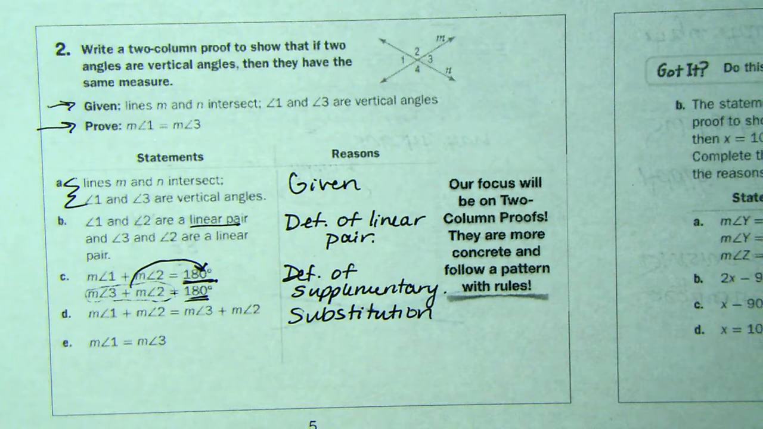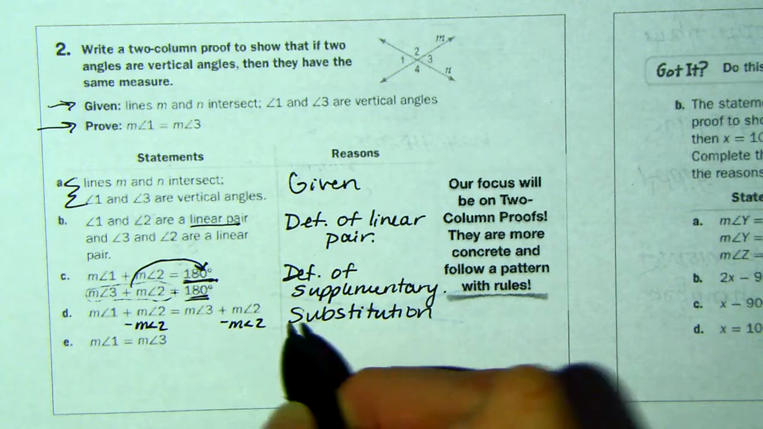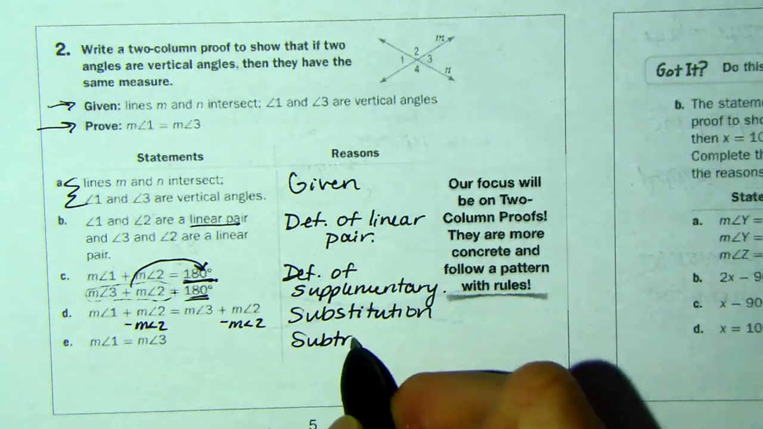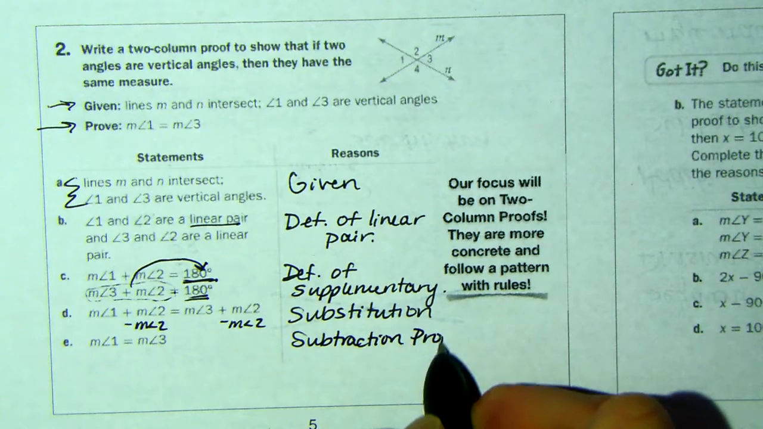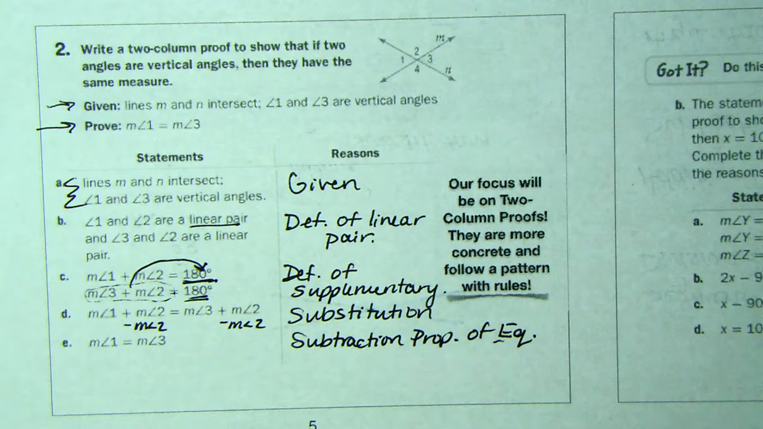Now what did they do? They had 1 plus 2 equals 3 plus 2. Now they just have 1 equals 3. Because what did they do? They canceled it out. But how do you cancel it out? They subtracted it from both sides, right? That is the subtraction property of equality. And we're going to just keep doing these. We're just going to keep going, okay?